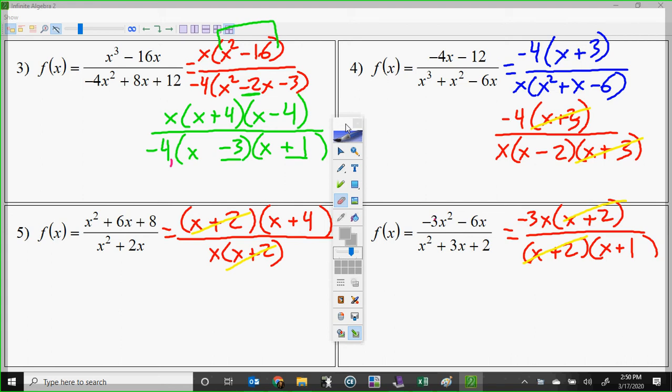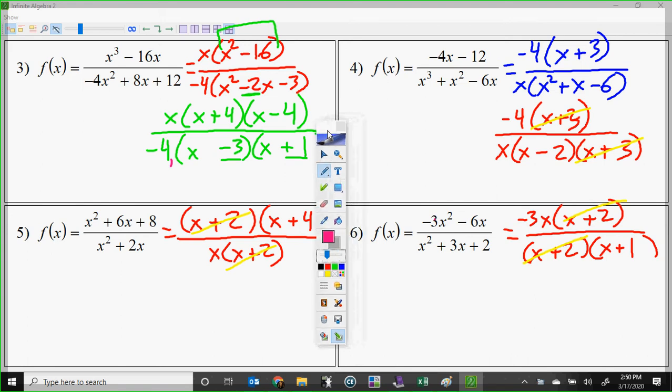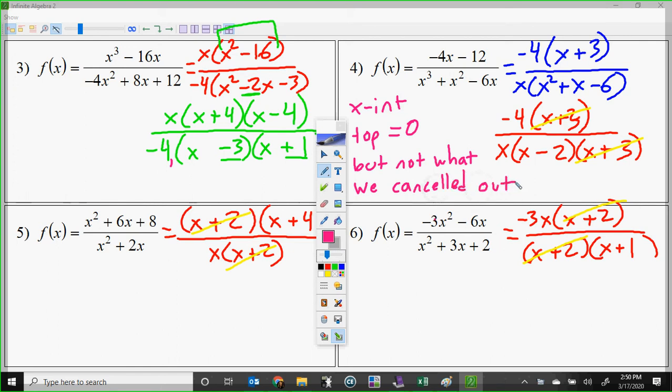Now, the next one they asked me for is x-intercepts. Well, x-intercepts are when my graph touches the x-axis. Well, my graph touches the x-axis when y equals 0. A fraction equals 0 when the top is 0. So x-intercepts is when we set the top equals 0, but not what we canceled out. Okay, so basically the same thing we did with vertical asymptotes, except we're doing it to the top, not the bottom.